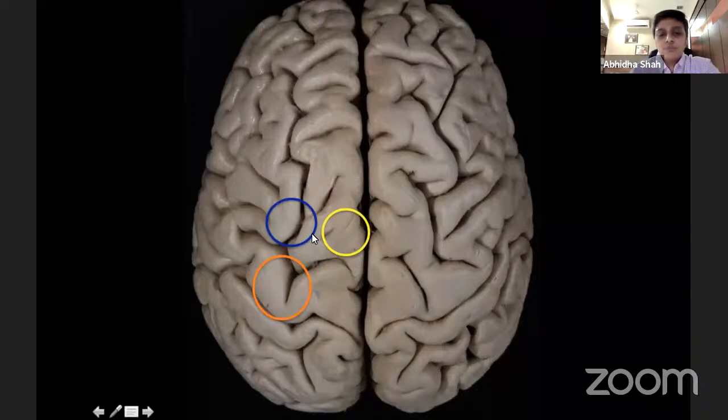And this blue circle here is the region where the most caudal part of the superior frontal sulcus joins in front of the precentral gyrus. This part of the cortex is the dorsal premotor area, which is also important in performing motor activities.